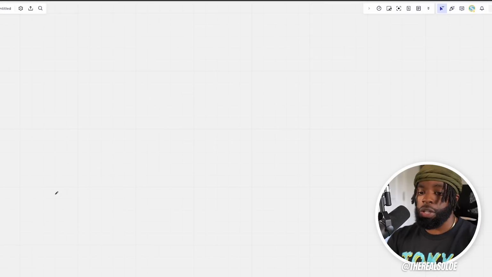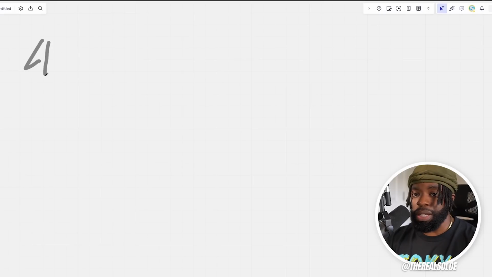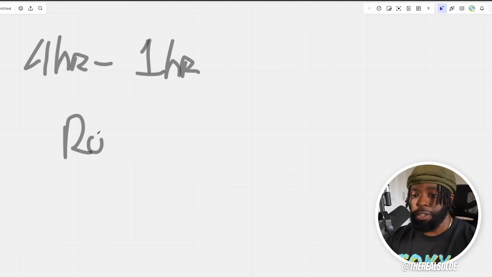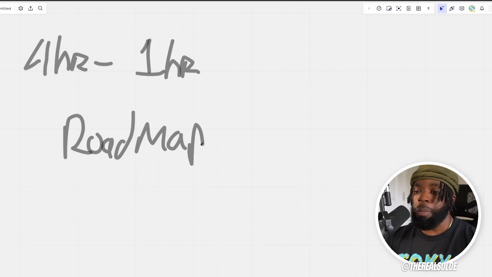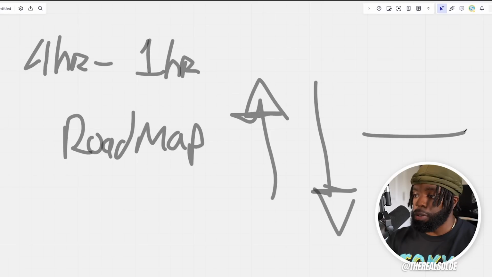So first and foremost, you need to understand what is going on in the bigger picture. This means anything from a 4-hour to a 1-hour time frame, you're only paying attention to what we like to call the roadmap. Roadmap means you have to figure out the direction. Are we going up, or are we going down? Or are we going sideways?